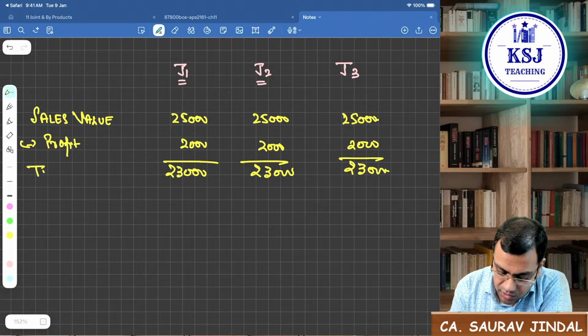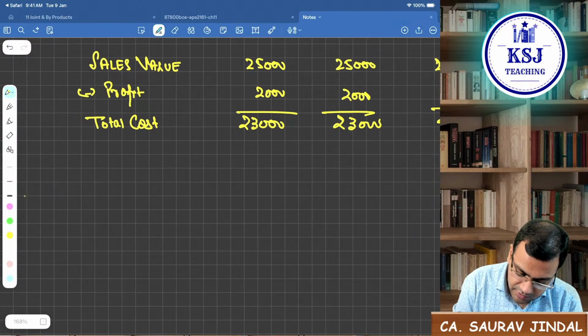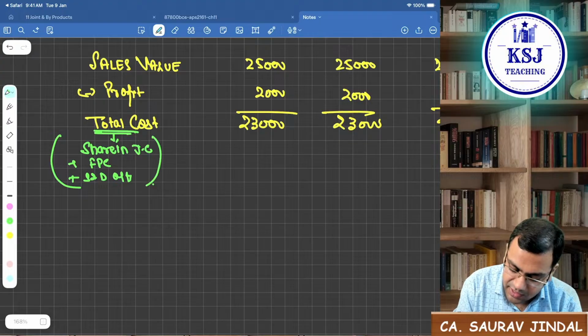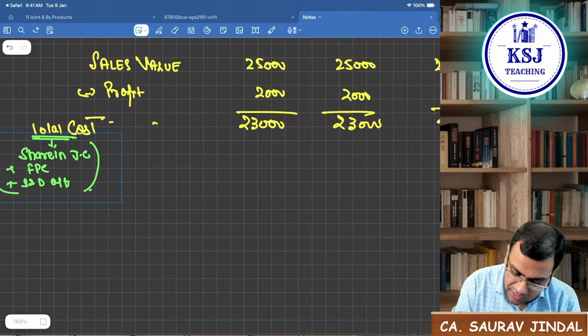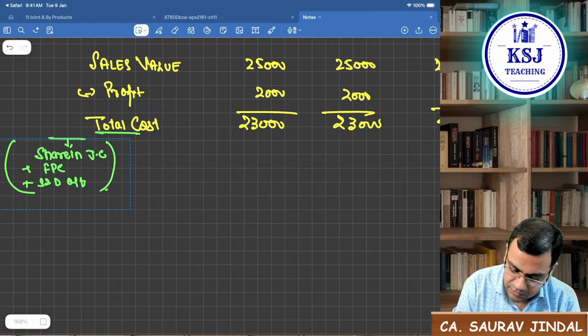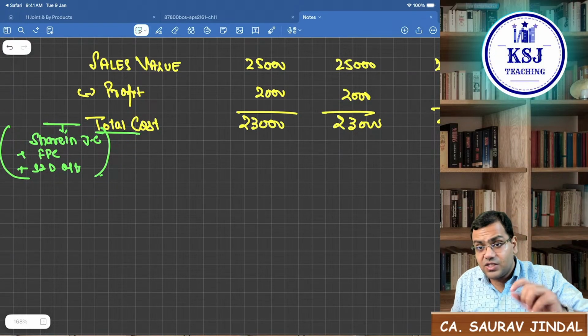So this will give you what? Total cost incurred. Total cost will have what? Share in joint cost plus FPC plus selling and distribution overheads. All these three things are included in the total cost, isn't it? Right? This part, I'll write it here. Is it clear?